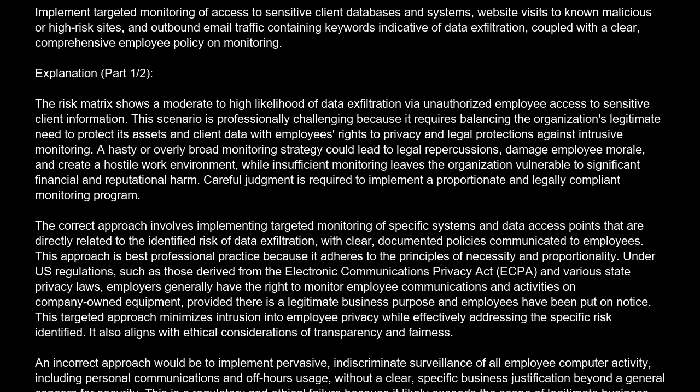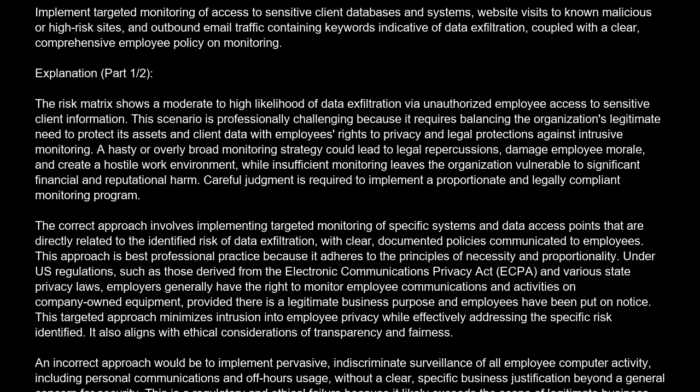A hasty or overly broad monitoring strategy could lead to legal repercussions, damage employee morale, and create a hostile work environment, while insufficient monitoring leaves the organization vulnerable to significant financial and reputational harm. Careful judgment is required to implement a proportionate and legally compliant monitoring program. The correct approach involves implementing targeted monitoring of specific systems and data access points that are directly related to the identified risk of data exfiltration, with clear, documented policies communicated to employees. This approach is best professional practice because it adheres to the principles of necessity and proportionality.